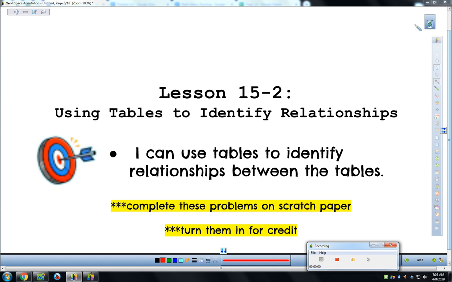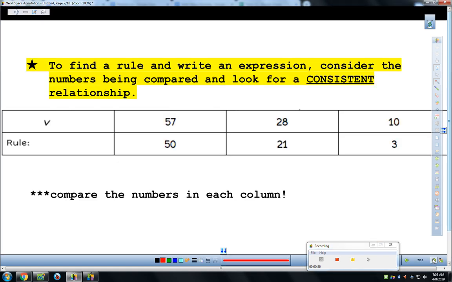We're going to continue using tables to identify relationships. However, we're going to be identifying relationships between two different tables today. These problems are not in your notes, so I'd like you to complete these on scratch paper and then turn them into the Bell 2 bin or whatever bell you're in. Any bell that you are in for math, turn them into that bin, and we'll give you some credit for these. So here's our first situation.